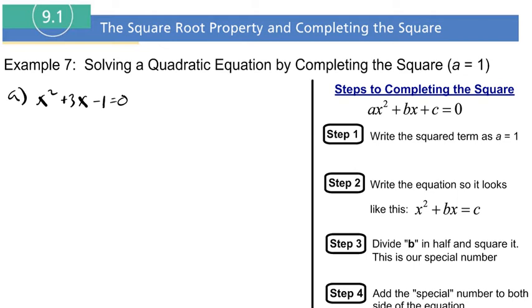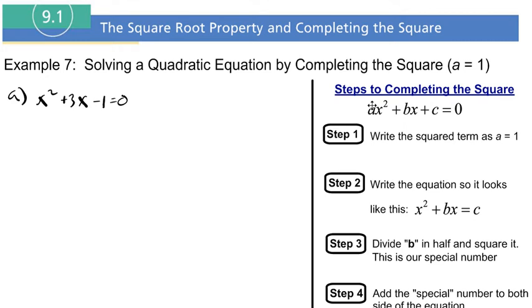But I just want to show you a few here. I'm going to do a 7a and a 7b example, just two examples that have an odd number, but we're still doing when a is 1. And then in example 8, I'll show you what happens when a is not 1. Okay, so let's tackle this one.